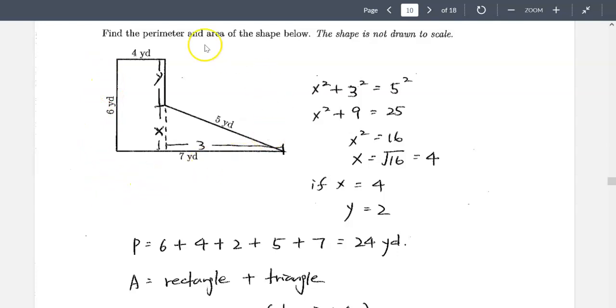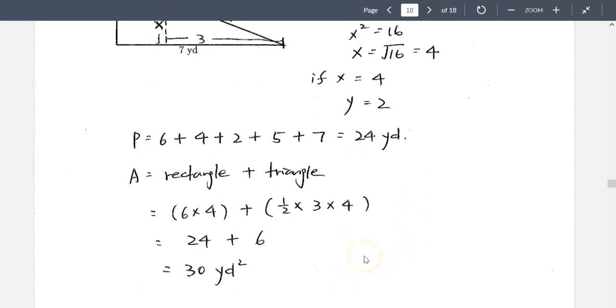All right, now all the missing pieces are in place, so we found them all. Now we can figure out the perimeter. Perimeter is what goes around the outside of a figure. So you have a 6 plus 4 on top, a 2 we figured out, a 5 coming down, and a 7. Together it is 24 yards.